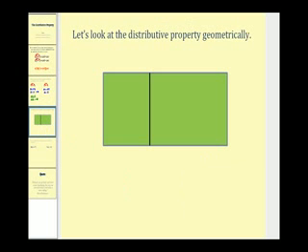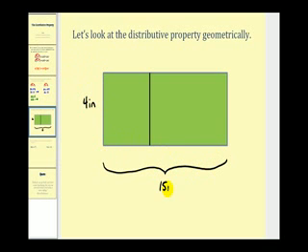Let's go ahead and take a look at the distributive property geometrically. Meaning, let's say that the length of this side is 4 inches, and the length of this entire side here is 15 inches. If we wanted to break this area into two smaller rectangles, with this black line here, let's say that this length here is 5 inches, and this length over here would be 10 inches. We can use this to model the distributive property.